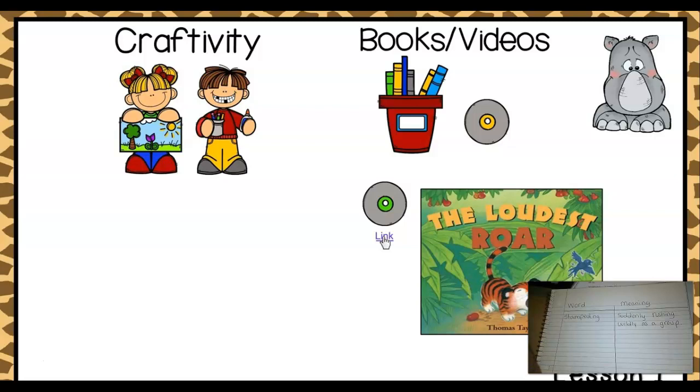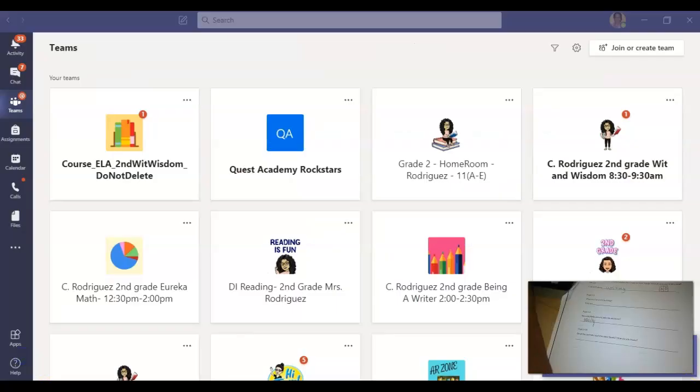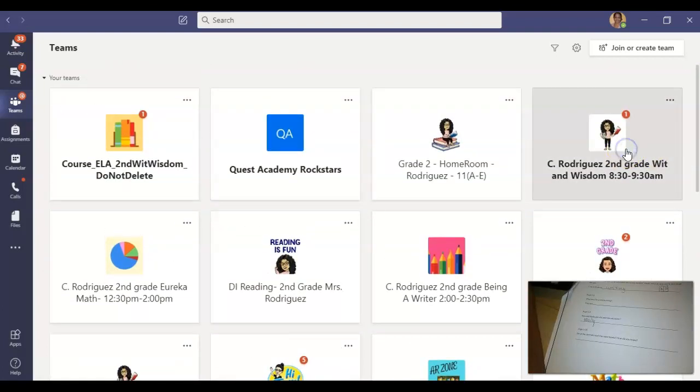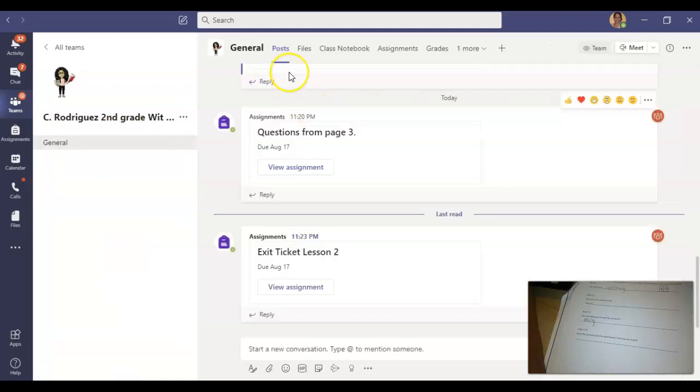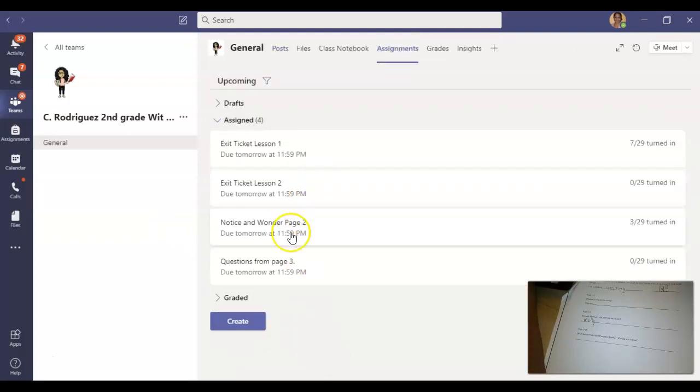Now I'm going to go over what we are going to submit today. Okay, so how you're going to submit your assignments for today is you're going to go to your teams. If you're in my homeroom, you go to Ms. T. Rodriguez. If you are in Ms. Bocanegra's homeroom, you go to El Bocanegra, 2nd grade, Wit and Wisdom. You're going to click it. At the top, you're going to have assignments. You're going to click on assignments. And here you're going to have your assignments for today.